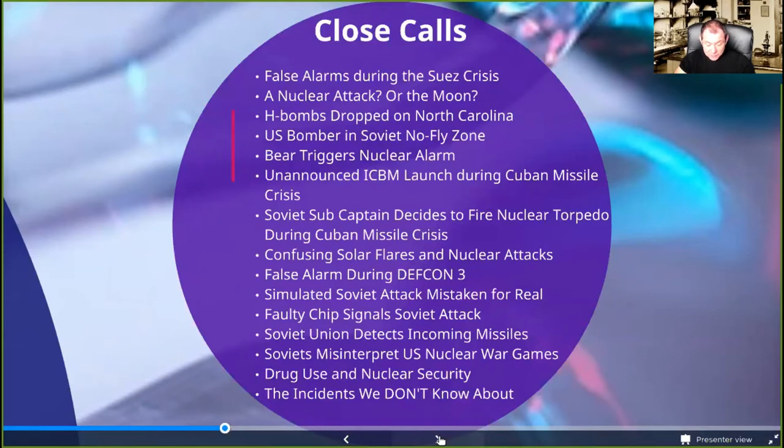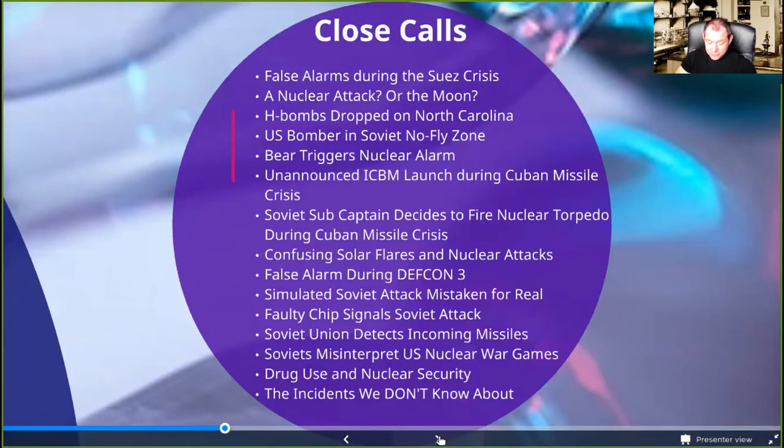A faulty chip in the computers was finally found to be the cause of the display problems at the command posts. Computer glitches happen. Computers are not perfect. A faulty computer, faulty display could signal a nuclear attack, and then there would be retaliation. And then the world goes bang. Really is that simple.